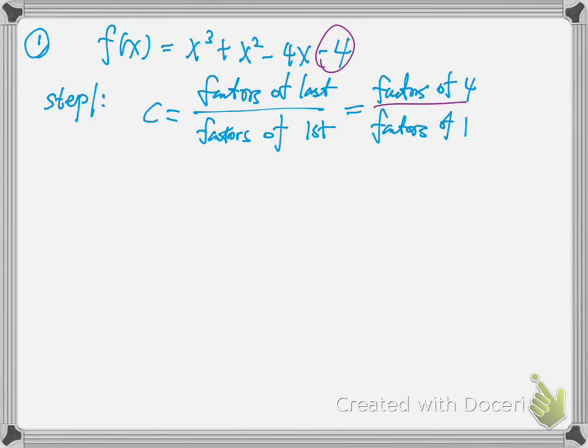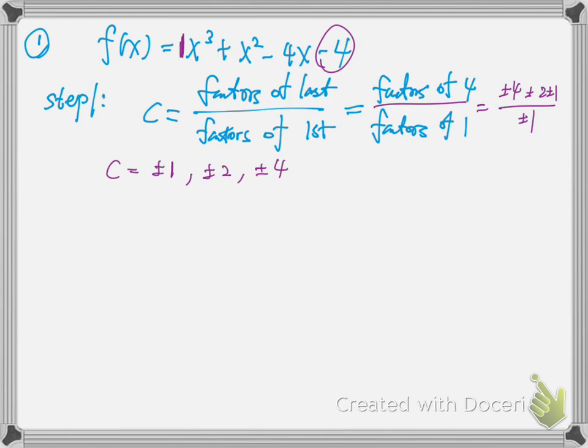Okay, 1 is the leading coefficient here, 1x cubed, right? Then we have the constant term, -4, and the possible factors are plus or minus 1, plus or minus 2, plus or minus 4, divided by plus or minus 1. So what are my possible c's? We have plus or minus 1, plus or minus 2, plus or minus 4. So these are 6 possible c's.